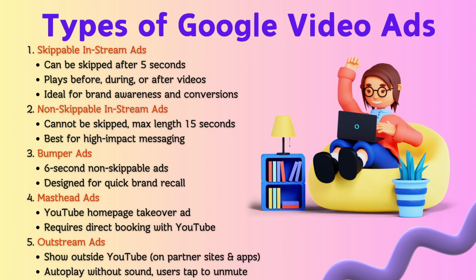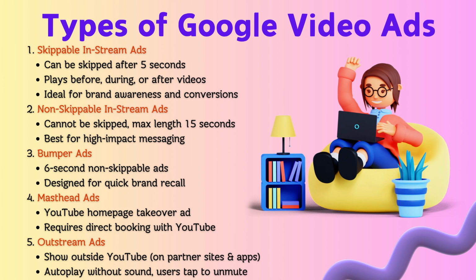So, the types of Google video ads: we have 5 types. The first type is the skippable ad. With the skippable ad, we can skip the ad after 5 seconds, and it plays before, during, or after the videos on YouTube. It's ideally used for brand awareness and conversions, trailers, anything.